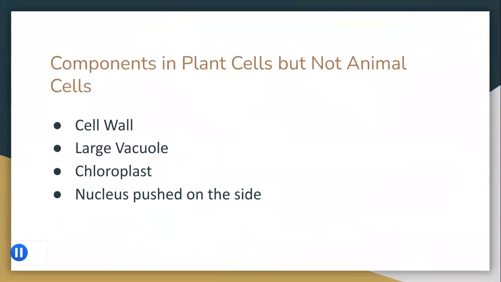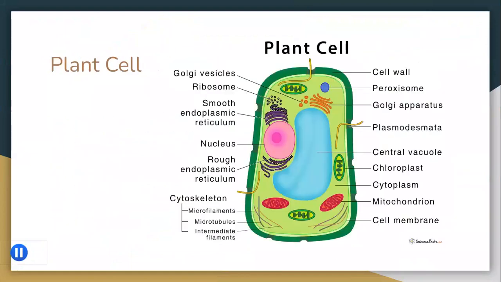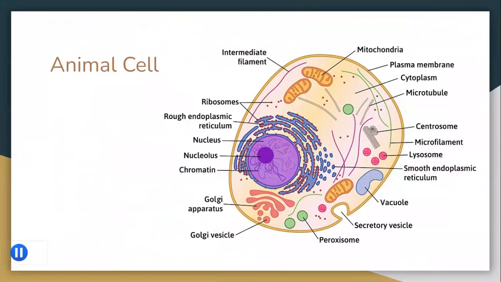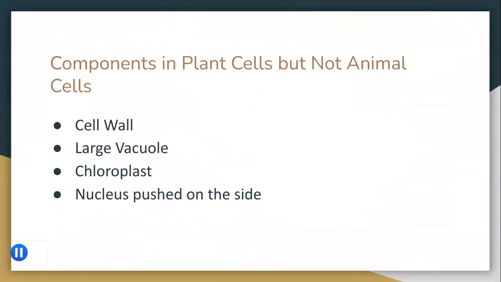Components in plant cells but not animal cells. Plant cells have a cell wall, large vacuoles, which is important, chloroplast, and the nucleus is pushed on the side. So let me go back. And you can see in this picture that the nucleus is pushed to the right compared to further down or in the center.